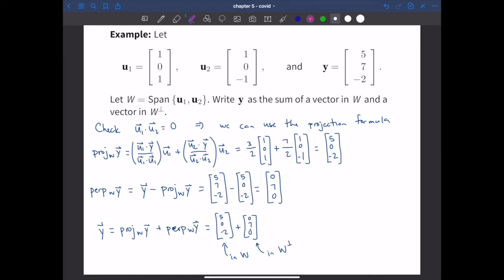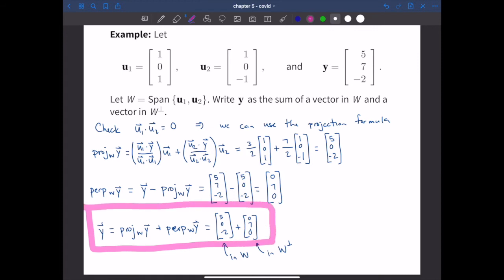Now I do want to emphasize that this decomposition is unique. Okay, so if I give you a vector y and suppose I've broken it up into one piece that lives inside of w and one piece that lives inside of w perp, well, the only way for you to do that is if the first vector is the projection of y onto w and the second vector is the orthogonal component.